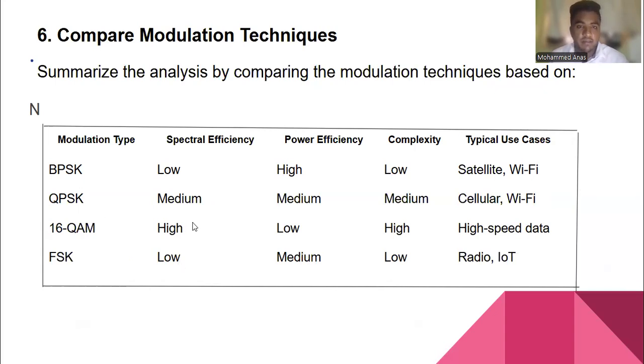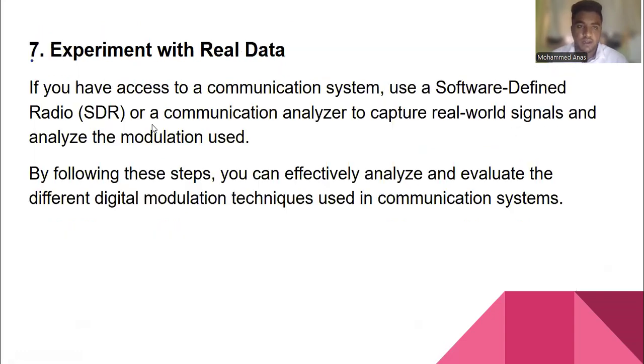QPSK is medium in SE, medium in PE, and also medium in complexity. It is used in cellular or Wi-Fi. 16 QAM is high in SE, low in power efficiency, high in complexity, with very high data speed. FSK has low spectral efficiency, medium power efficiency, low complexity, and it is used in radio or IoT.